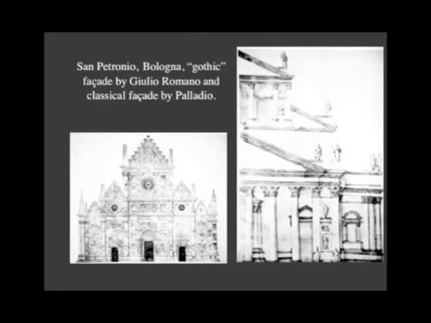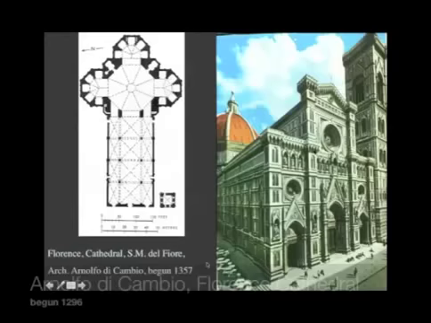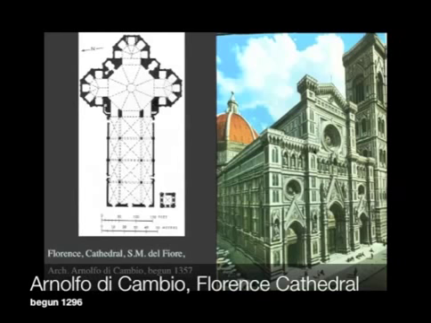But ultimately, nothing got built at San Petronio, except for that little bit of Gothic facade that we saw in the photograph we looked at earlier. Probably the unfinished Gothic church that's most interesting and most instructive is the Church of Santa Maria del Fiore in Florence, built by the great architect Arnolfo di Cambio. Seems like he's got enough time to get more of it done than the architects of the Milan Cathedral.